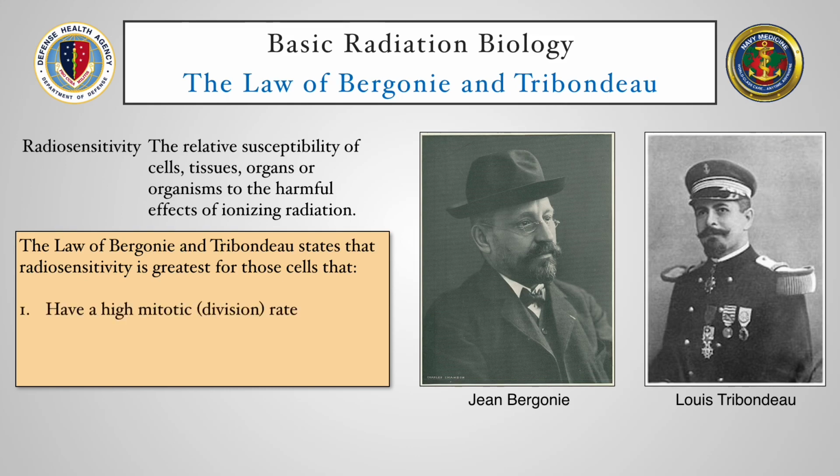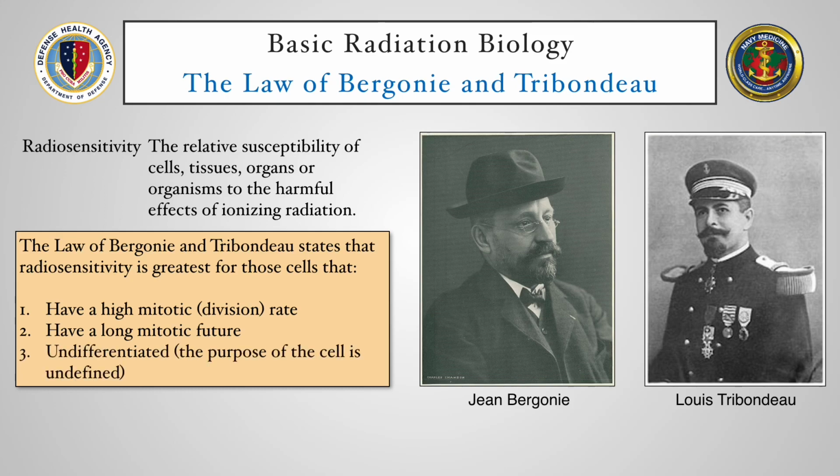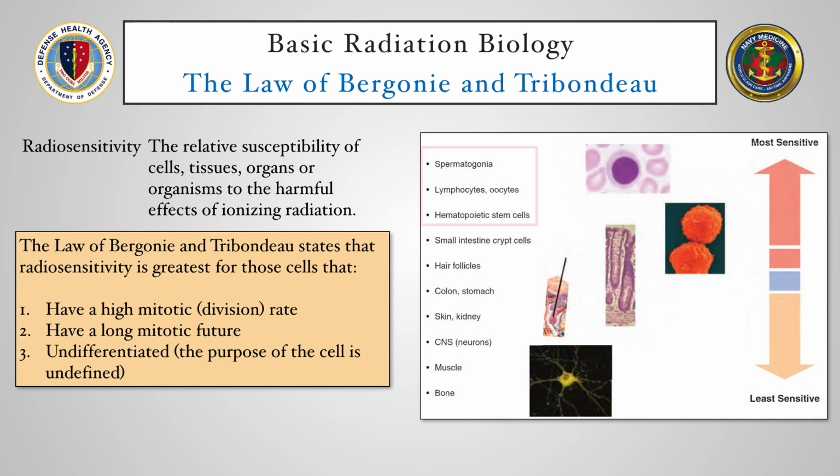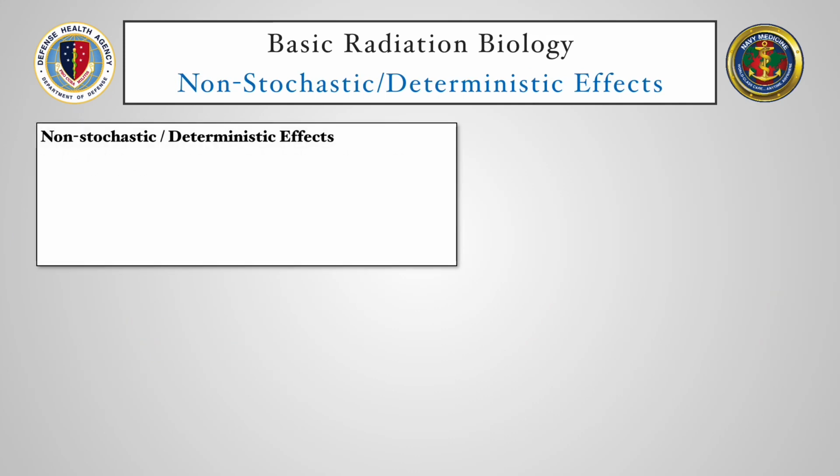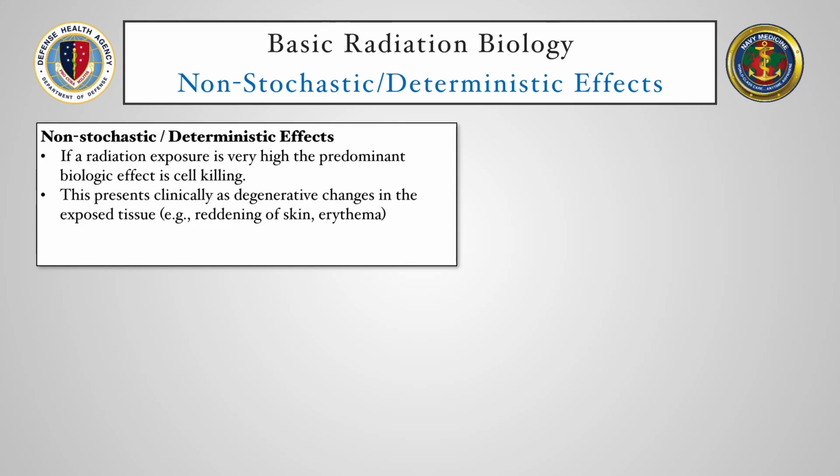high mitotic or division rate, have a long dividing future, and are undifferentiated, or the purpose of the cell is undefined. So we can see that spermatogonia or lymphocytes, white blood cells, are more sensitive, whereas very defined cells, such as those in bone or the central nervous system, are least sensitive, or they are very radioresistant. If a radiation exposure is very high, the number one biologic effect is cell killing. This will present over time as the exposed tissue degenerates, such as the reddening of the skin with erythema.